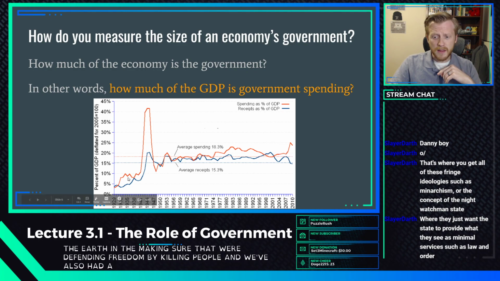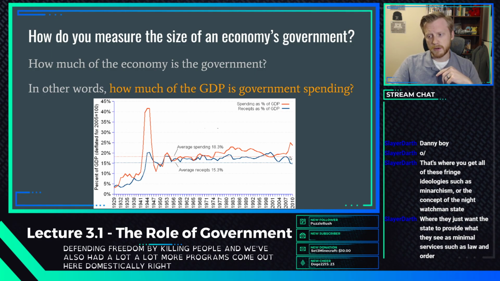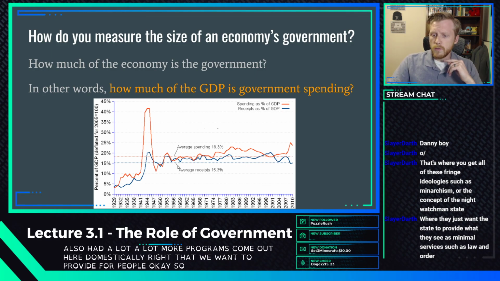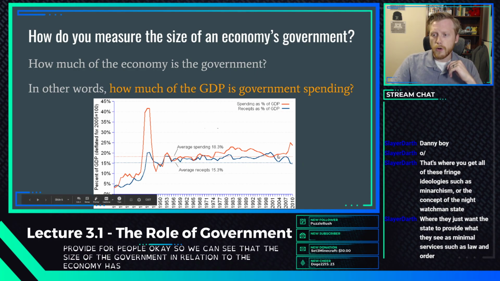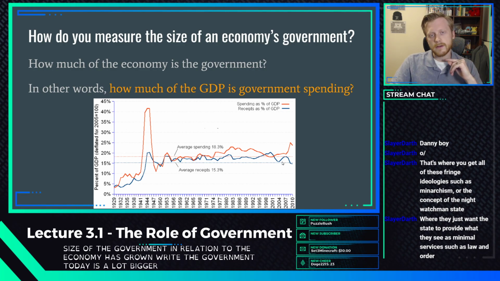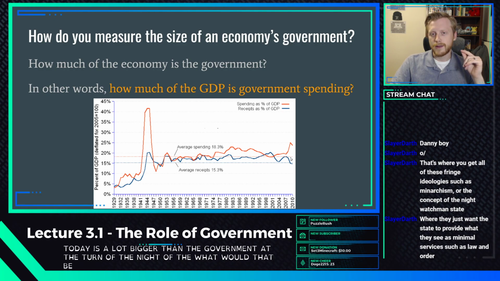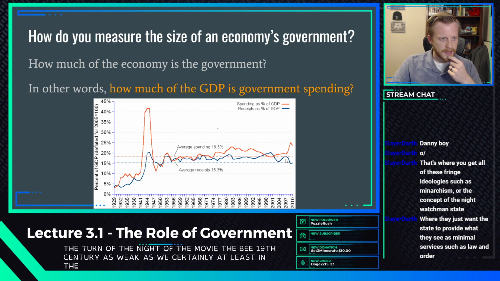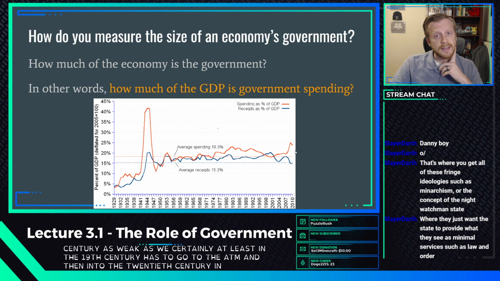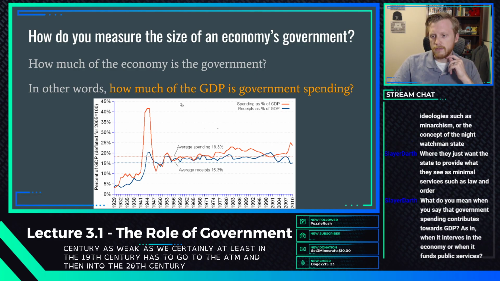And we've also had a lot more programs come out here domestically, right, that we want to provide for people. Okay, so we can see that the size of the government in relation to the economy has grown. The government today is a lot bigger than the government at the turn of the, what would that be? 19th century. Yeah, it's certainly at least since the 19th century, right? As we go into the 1800s, and then into the 20th century, into the 1900s, GDP has gotten more and more of it taken up by government.